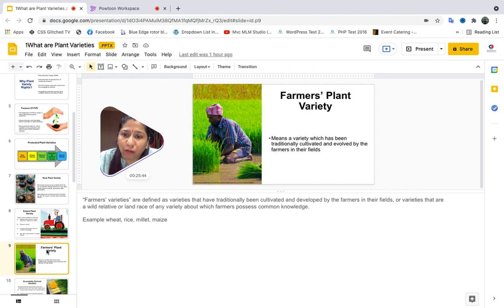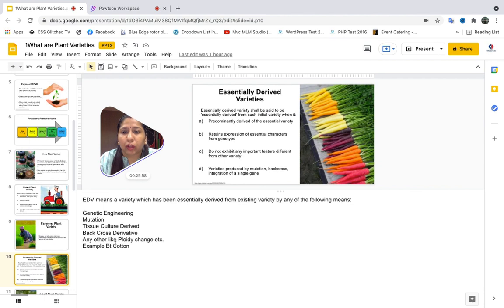Farmers already have knowledge of them, and in case they cross them, or genetically engineer them, or breed them, these varieties would be a farmer variety. Now, the next is essentially derived varieties. As the name suggests, these varieties are derived. These varieties are basically essentially derived from pre-existing varieties.